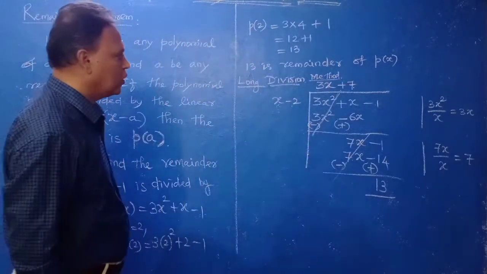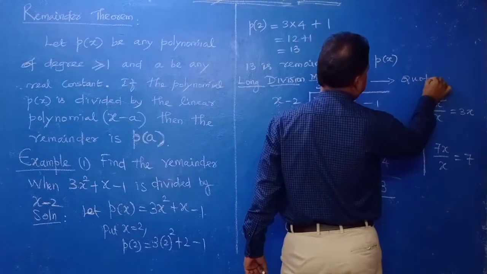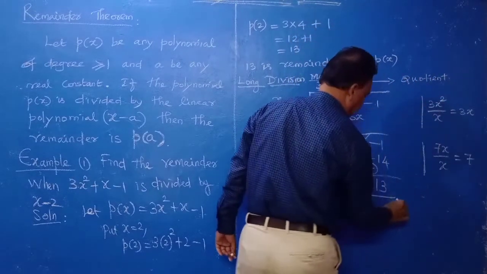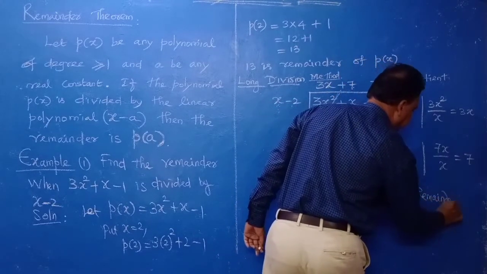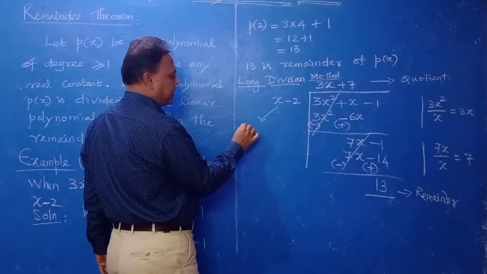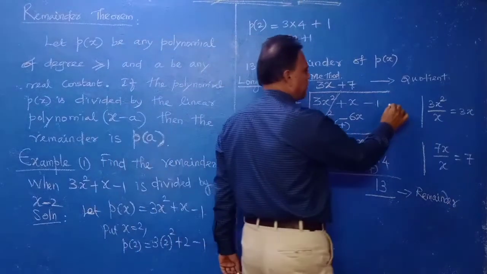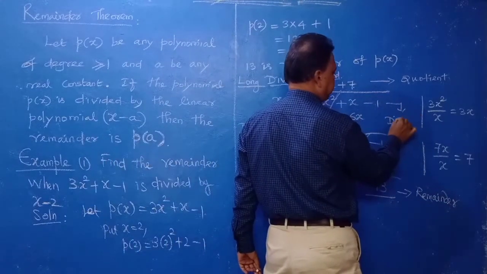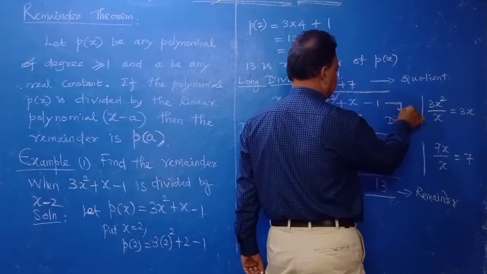Okay. So this is the quotient. This is the remainder. This one is what? Divisor. This one is the dividend. Right?